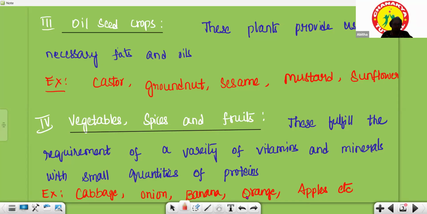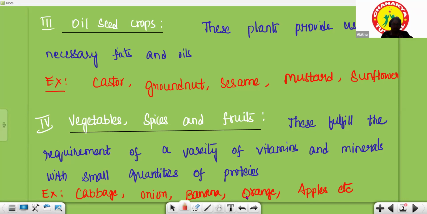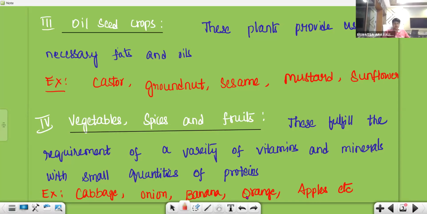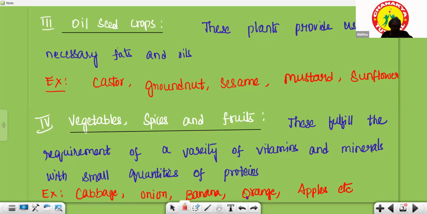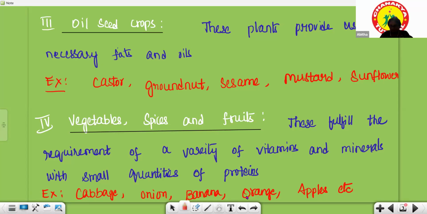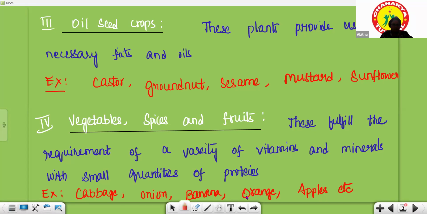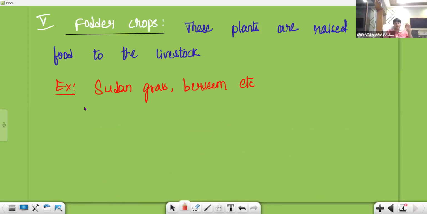Vegetables, spices, and fruits. These fulfill the requirement of a variety of vitamins and minerals with small quantities of proteins. Examples: cabbage, onion, banana, orange, apples, etc. Next type of crops.